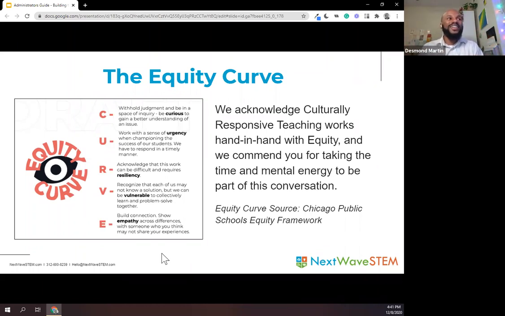The fourth is that there's got to be some vulnerability on the parts specifically of our students, but also of our educators, that we're able to collectively problem solve. And when we think about the collective, we're not just talking student, teacher, administrator, student, staff. We're thinking about a whole community effort.